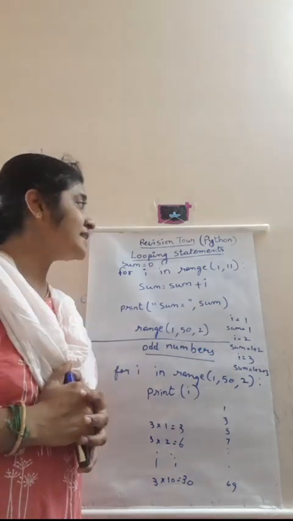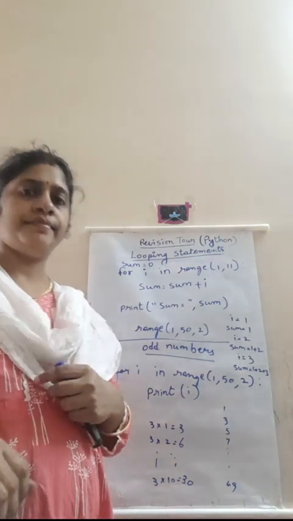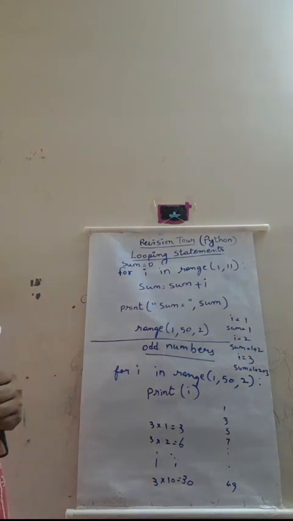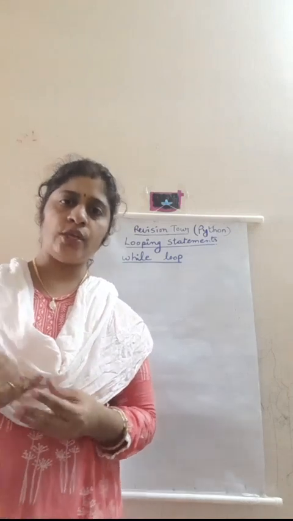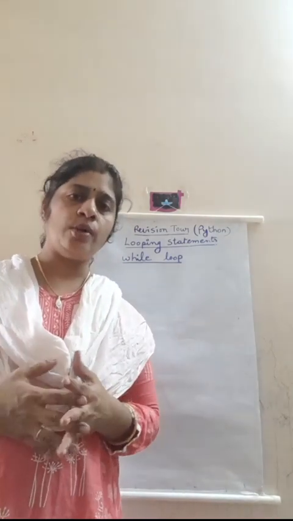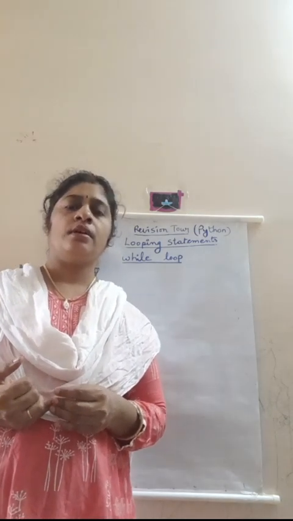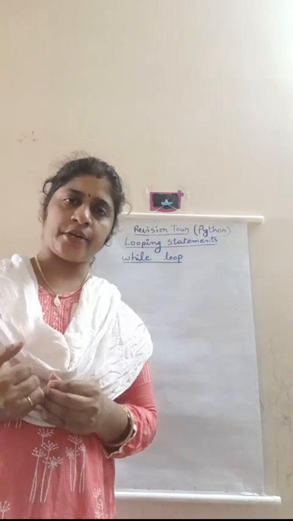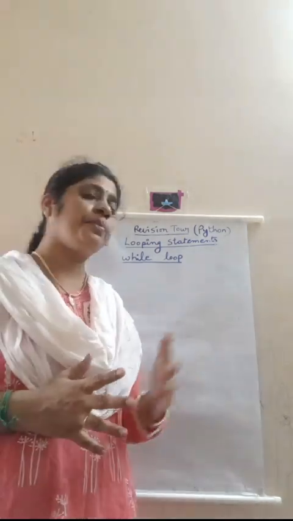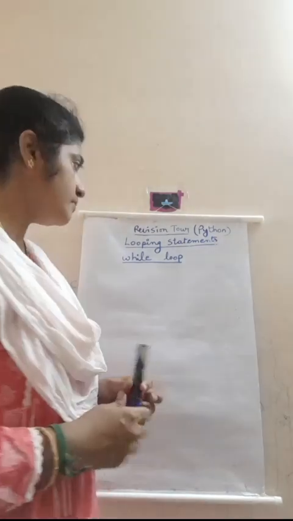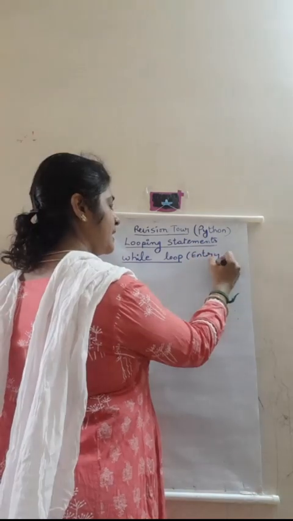Now we will see how the while loop runs. Now we will see with the while loop. What is a while loop? As I have already explained in the beginning, the while loop is an entry control loop and the for loop is an exit control loop. Now, the while loop is an entry control loop.